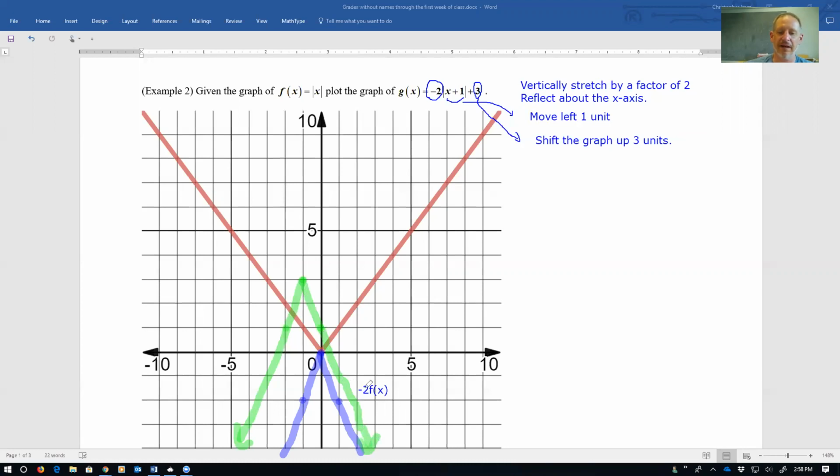This one, unlike the other graph, has symmetry with respect to the y-axis, so it's actually an even function. Although our green graph's been shifted away from that axis, so this one doesn't have any symmetry.